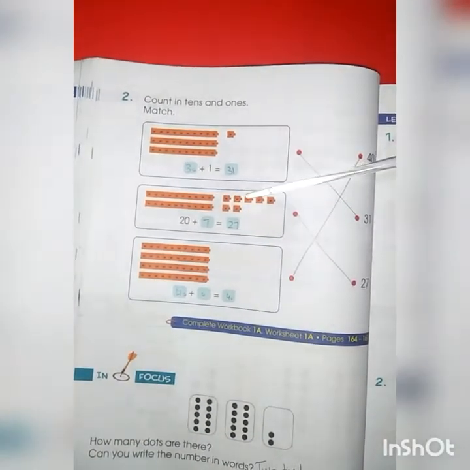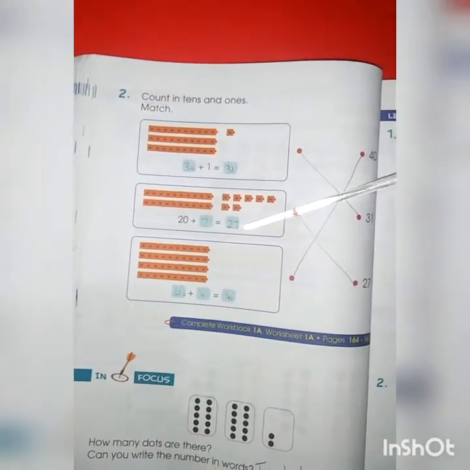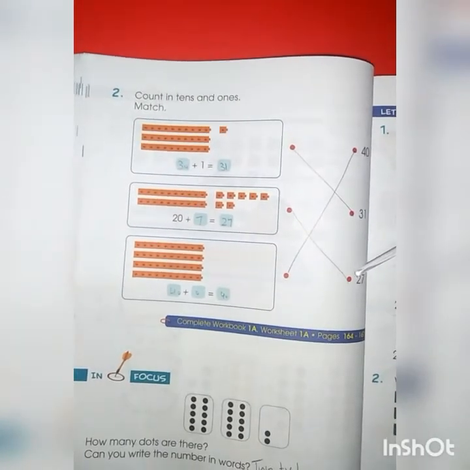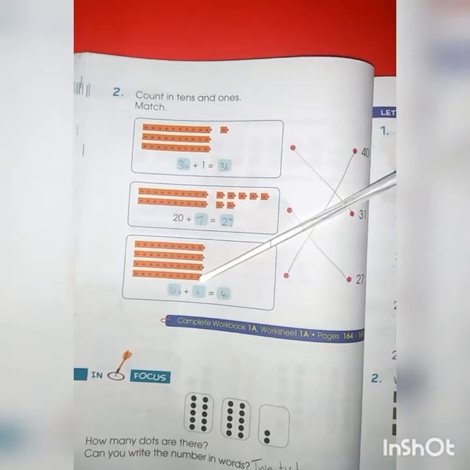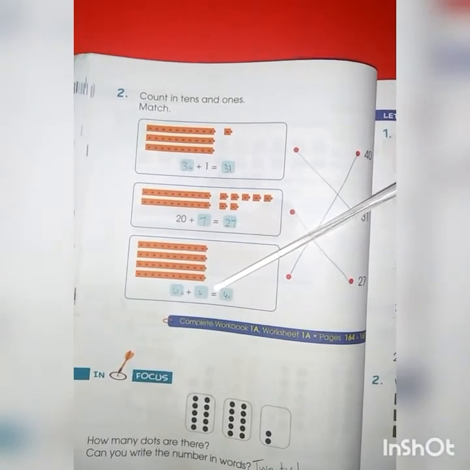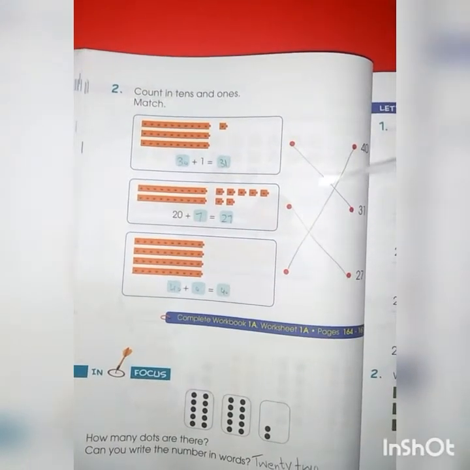10 plus 10, 20. 1, 2, 3, 4, 5, 6, 7. 20 plus 7 is equal to 27. We'll match with 27. 10 plus 10 plus 10 plus 10, 40 plus 0 is equal to 40. We will match it with 40.